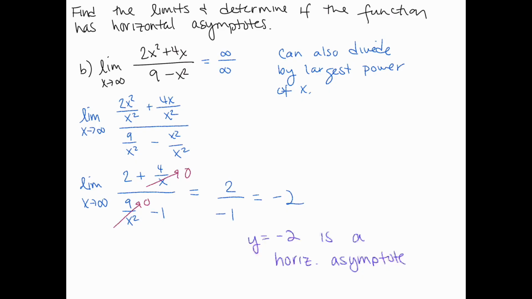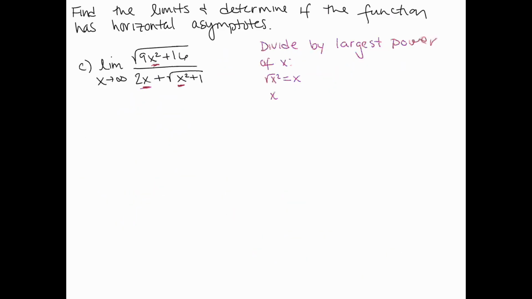All right, we had one more example, example C. This problem had the square roots in it. The limit as x goes to infinity of the square root of 9x squared plus 16, all over 2x plus the square root of x squared plus 1. We're going to use the exact same strategy. We're going to divide everything by the largest power of x.